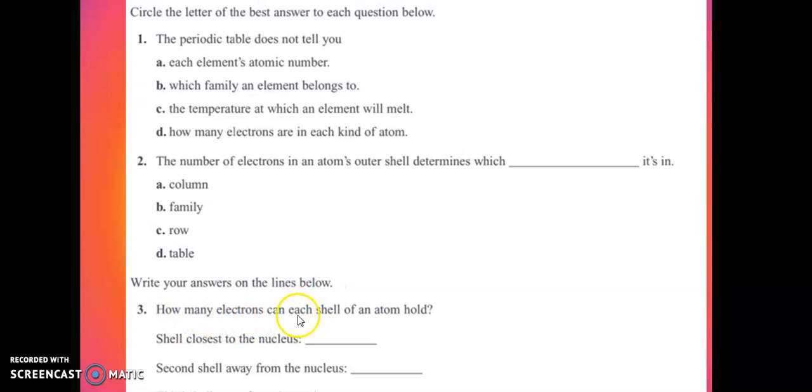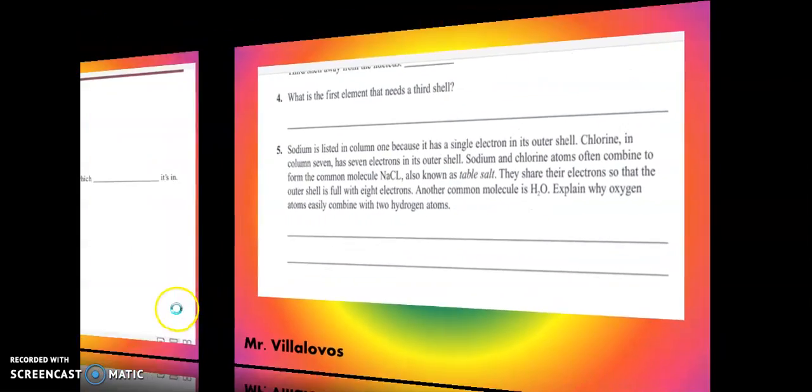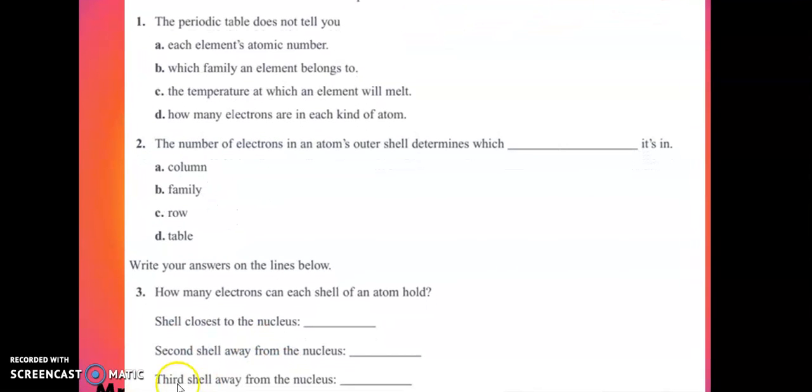How many electrons can each shell of an atom hold? The shell closest to the nucleus, the second shell away from the nucleus, and the third shell away from the nucleus. This information is in the reading. The inner one is the one that is closest to the nucleus. Okay? Super easy. If you don't understand, let's go to the reading again.